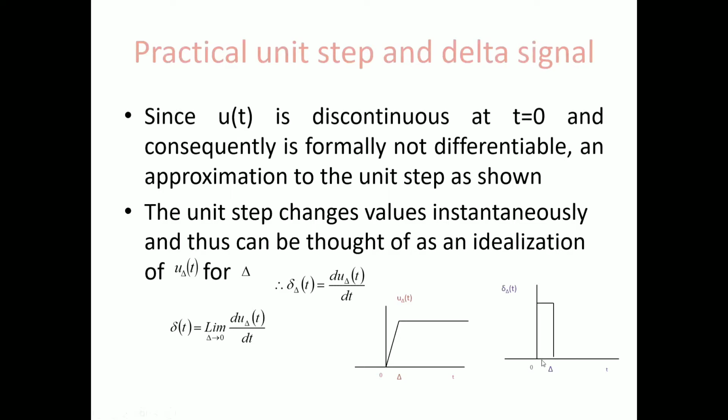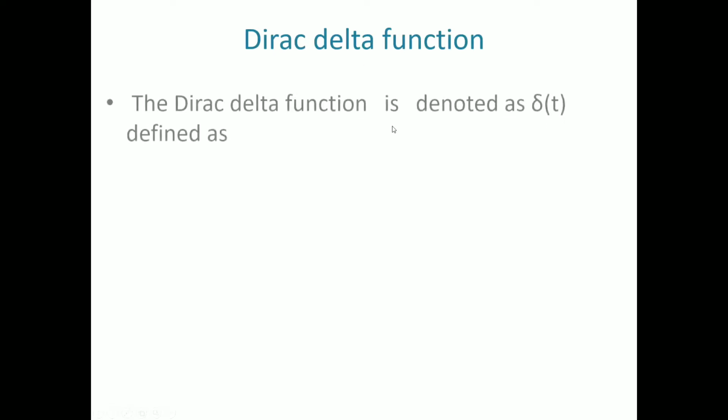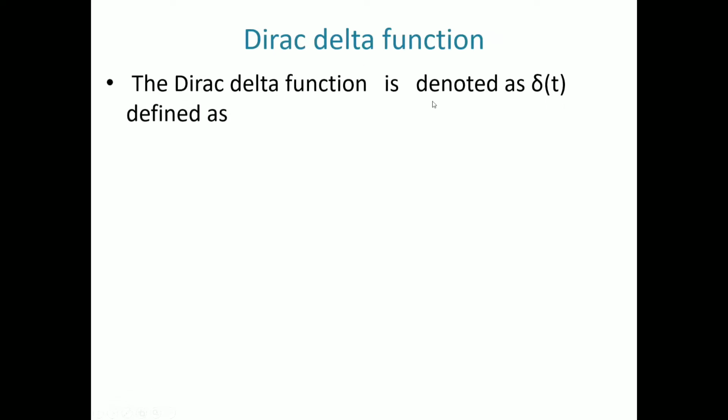So the gap between 0 to this particular point is the delta time delay. This is itself considered to be a simple rectangular pulse. If this rectangular pulse becomes narrow, then it becomes a delta signal. That is, delta t equal to limit delta tends to 0 of d by dt of u delta t is called the delta function. This delta function is also called the Dirac delta function, or maybe impulse function in time.